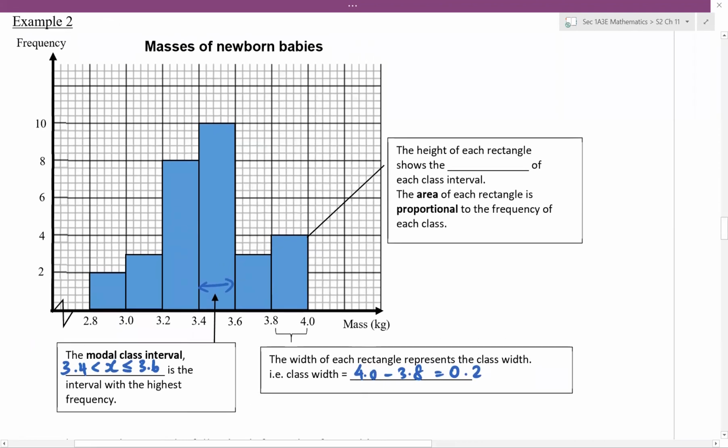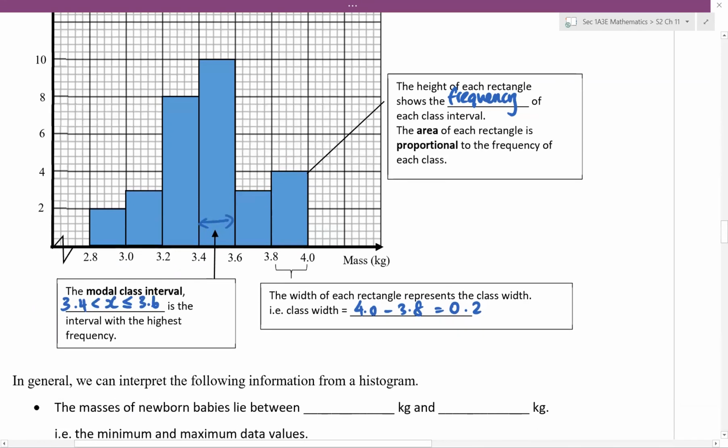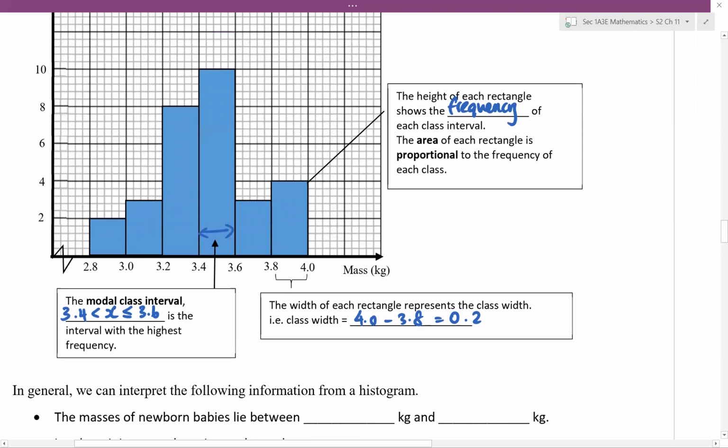And then the height of each rectangle shows the frequency of each class interval. The area of each rectangle is proportional to the frequency of each class. So in a case where the class width is constant, then the frequency will be proportional to the height, just like your bar graph.